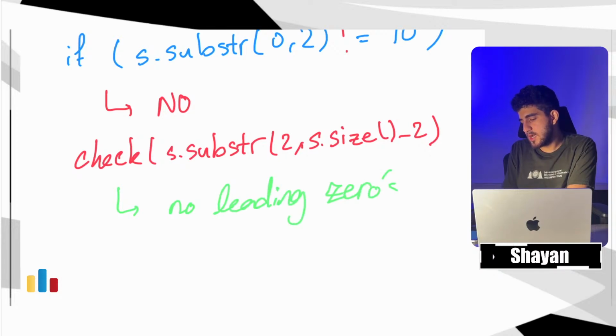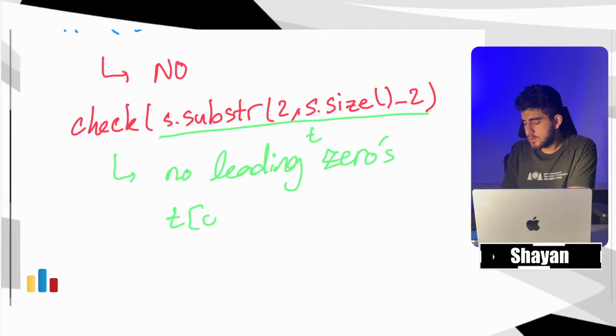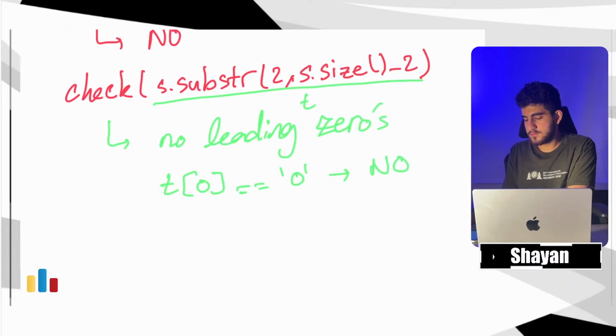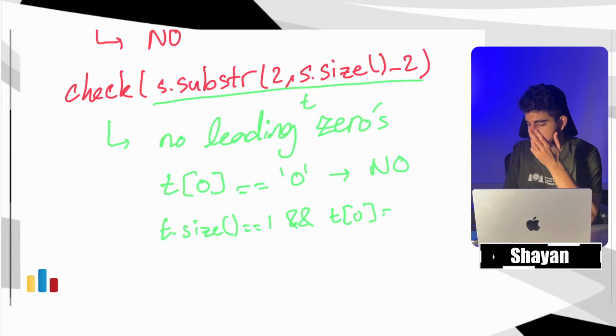By no leading zeros I mean that if, let's call this string t, t of 0 should not be equal to 0. If t of 0 was 0, then just return no. Otherwise, if t dot size was 1 and t of 0 was 1, it means that this exponential part is 1, which is again bad, so it's no. Else it is yes.